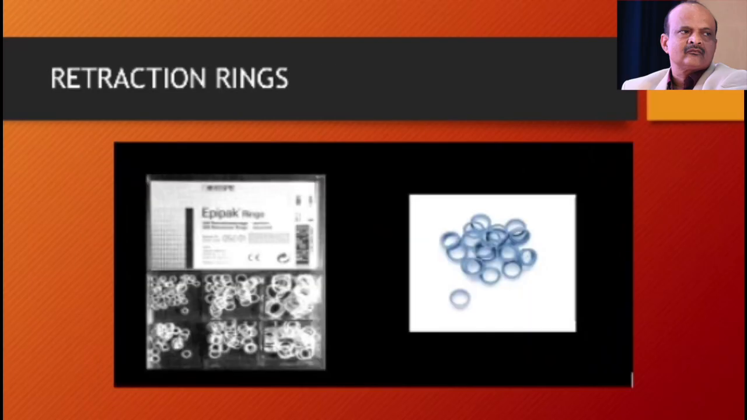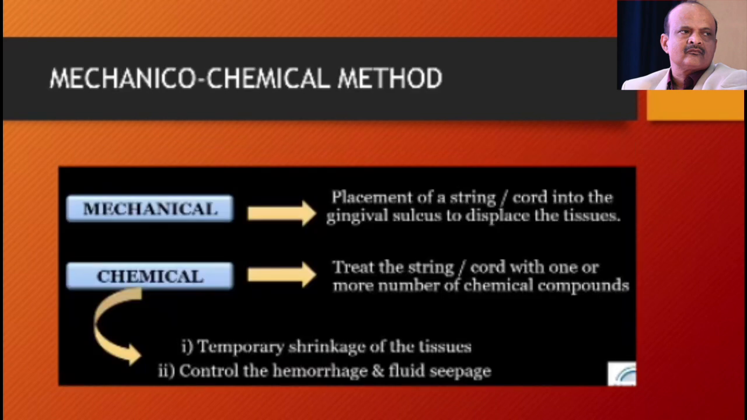Retraction rings are nothing but flexible rings available in various sizes, and they can be used by pushing them around the neck of a tooth to achieve a mechanical retraction.